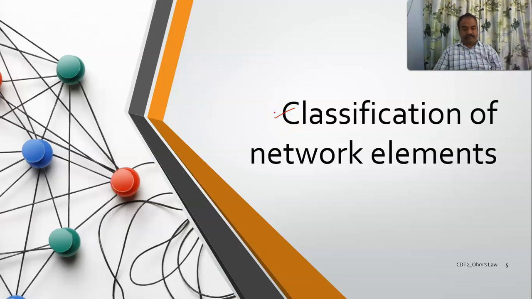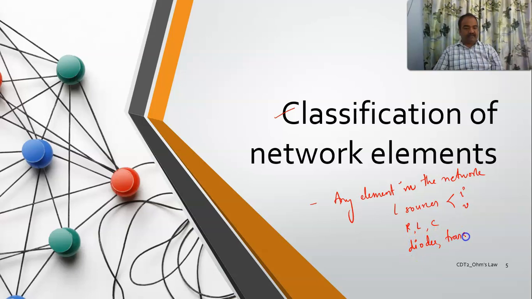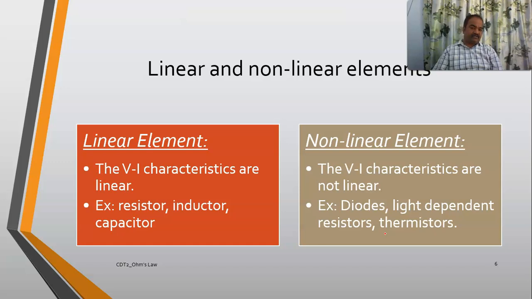Any elements you find in the network are called network elements. We have seen that there can be sources, current and voltage sources, dependent and independent. There can be R, L, and C, there can be diodes, there can be transistors. So different elements are present, and all these are generally considered network elements. Now, how to classify these elements? There are different classifications of these elements.